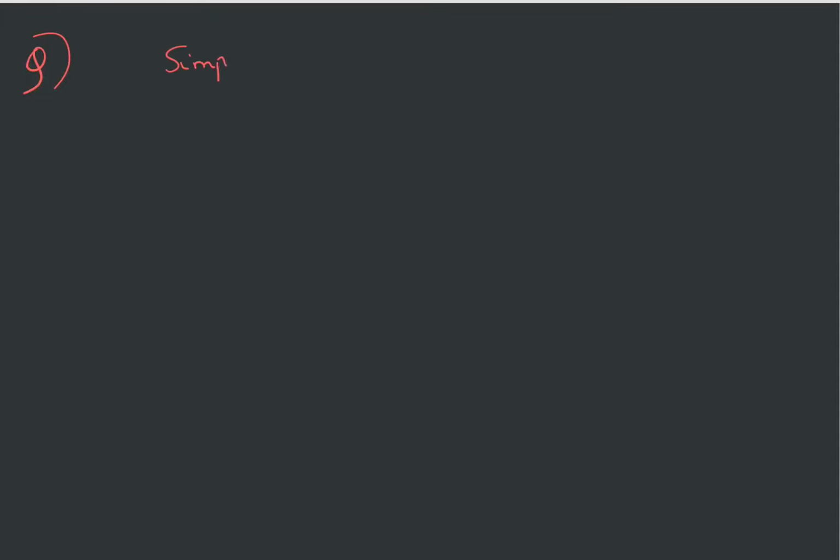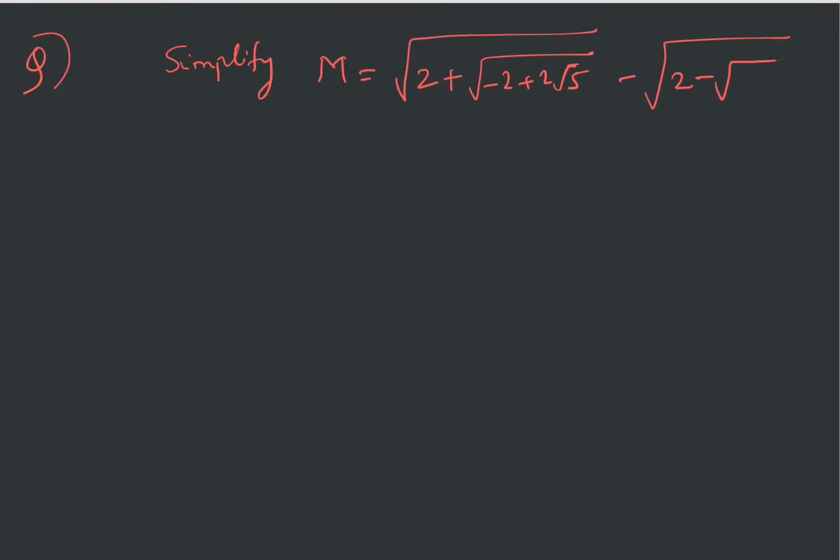So simplify m is equal to square root of 2 plus square root of minus 2 plus 2 root 5, minus square root of 2 minus square root of minus 2 plus 2 root 5. You need to simplify this, right? You can pause the video and try this, otherwise you can solve it with me.